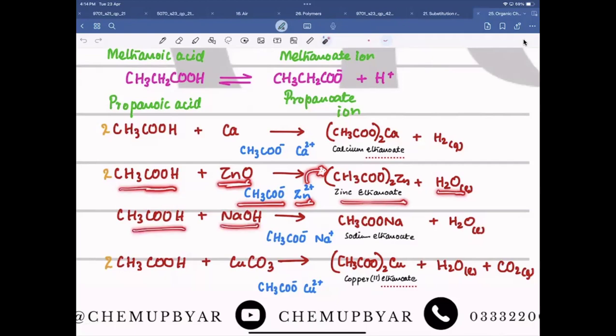So again, it's an acid and a base, so salt and water would form. So we will write the water, we will write the ions with their formulas, and with the help of those, we will make the formula of the salt, which is sodium ethanoate.